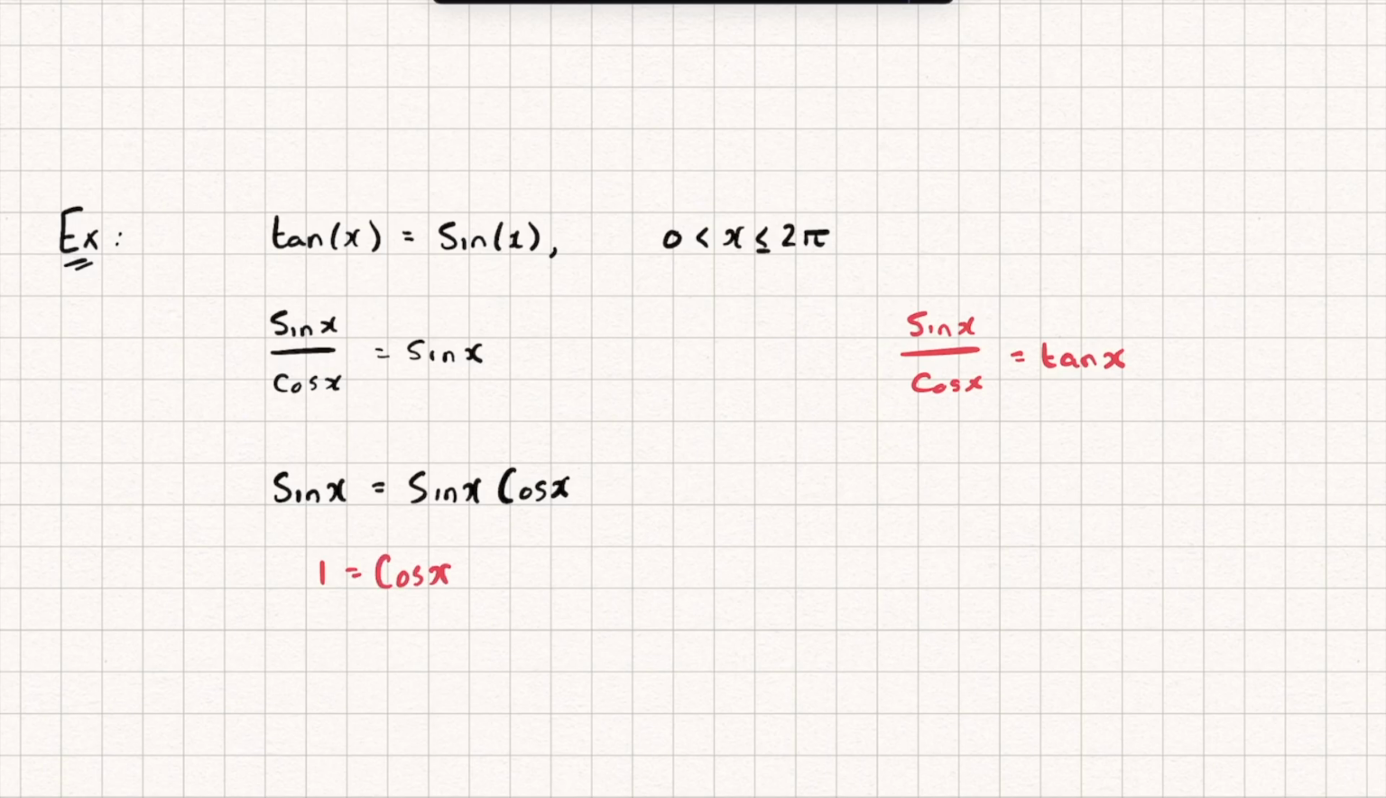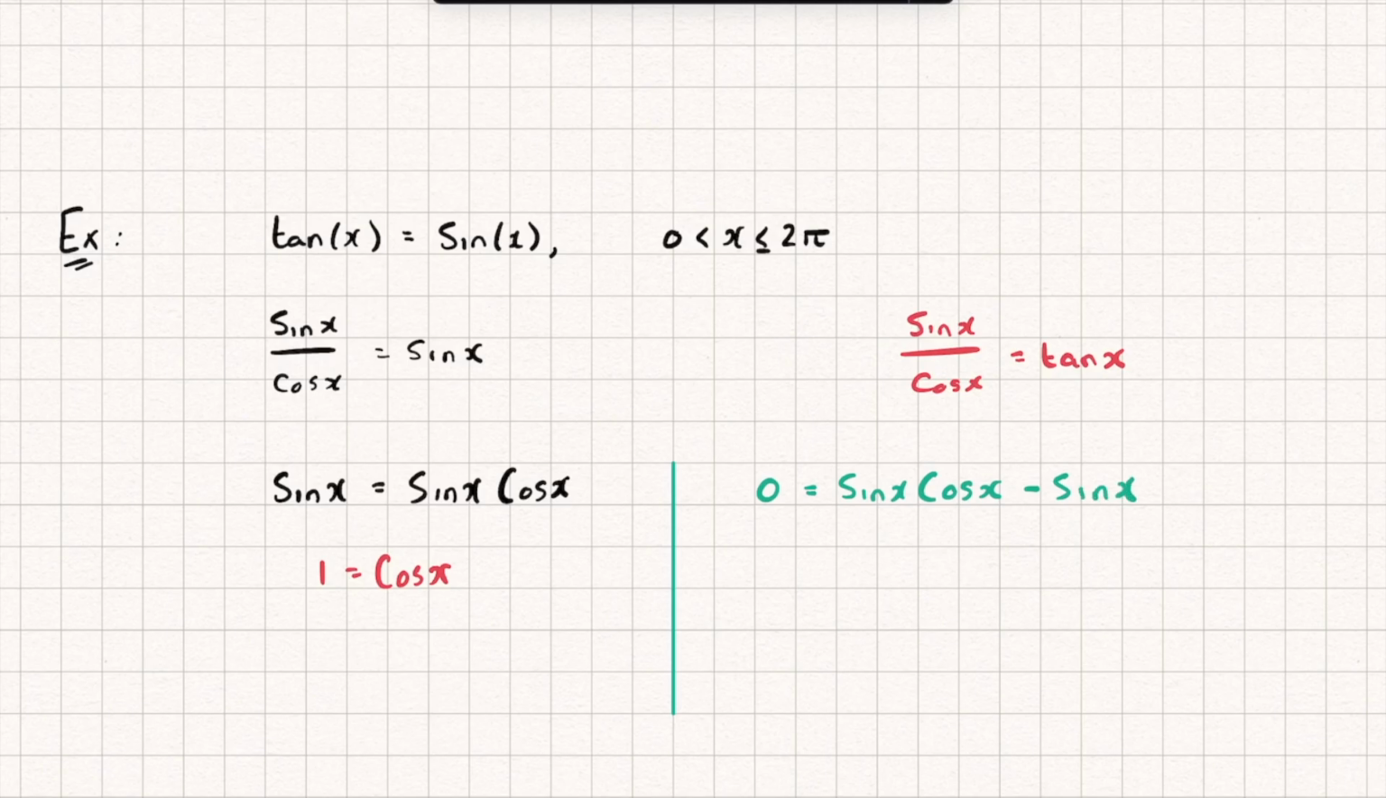However, there is a problem with doing this, and the problem is you could end up possibly losing some solutions to your equation, okay? And I'll show you how we should tackle this problem so that we don't lose them. And what that involves is putting everything onto the same side. So I'm going to subtract sine of x from both sides and get 0 equals sine of x times cosine of x minus sine of x.